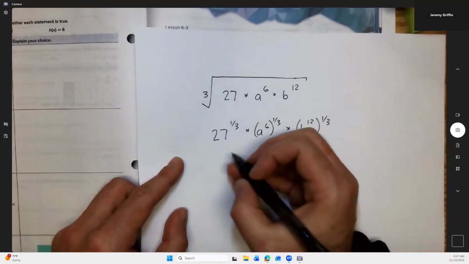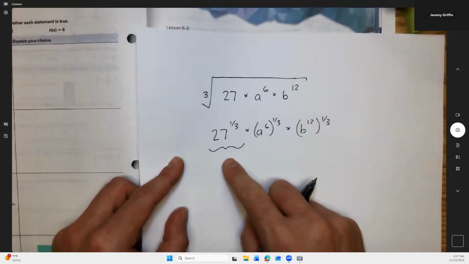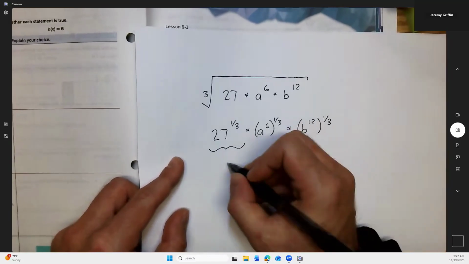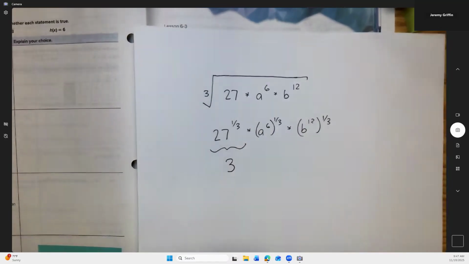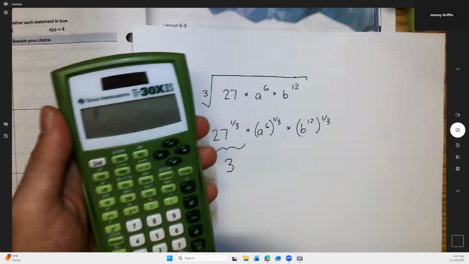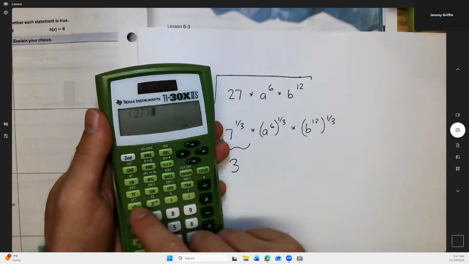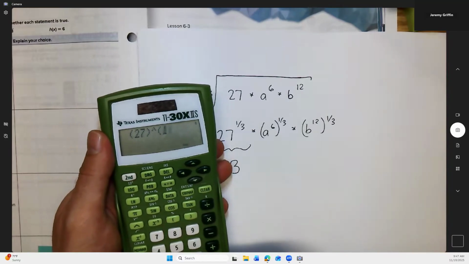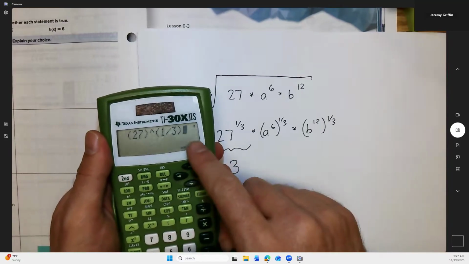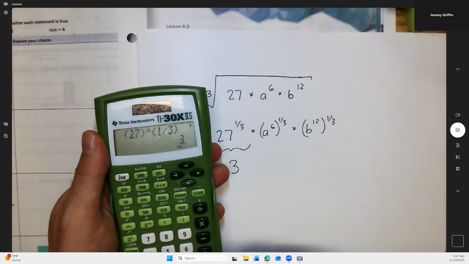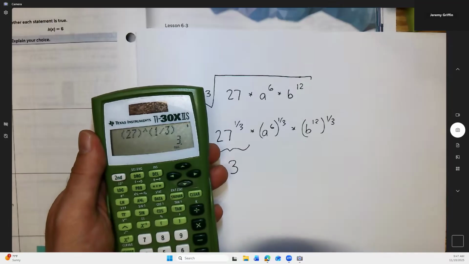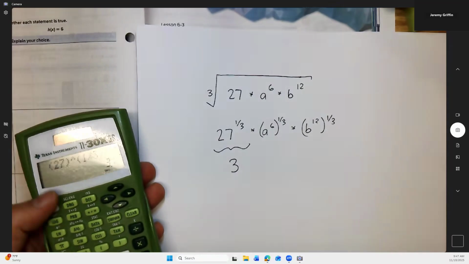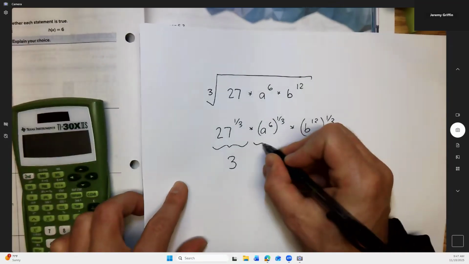Okay, so let's break it down piece by piece. What is the cube root of 27? 3. If you plug that in your calculator, let me show you how so you get it right. You do 27 raised to the power of, and it's really important you put 1/3 in parentheses. If you miss the parentheses, then the calculator doesn't read it correctly. That's the cube root of 27, which is 3, because 3 times 3 is 9, times another 3 brings you back to 27.